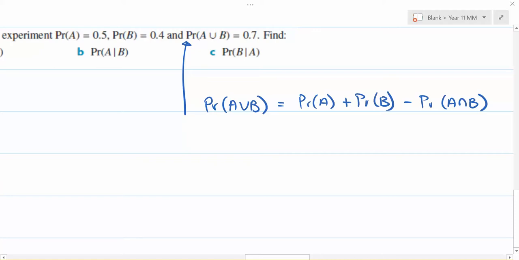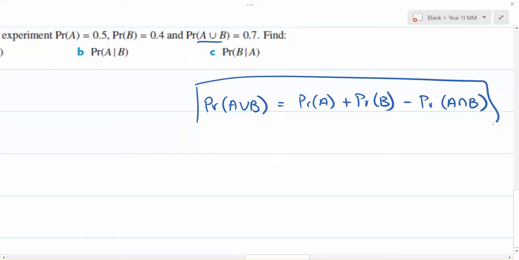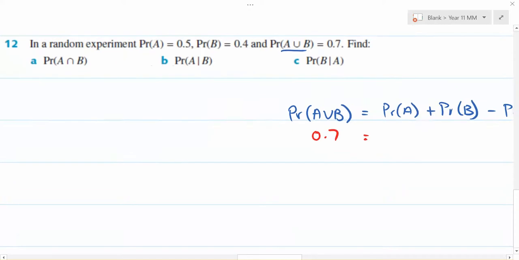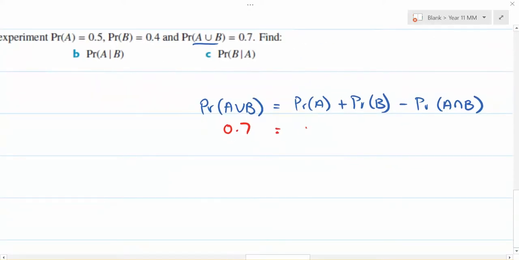This is called the addition rule. Most of the time, if you ever see A union B, it's likely you're going to use this formula. I promise you it'll be in the exam. Every year there's always one. So copy this formula down. So here we go. We've got this formula. They told us this is equal to 0.7. That's great. Do I know what probability of A is? Yes, I do. They tell me it's 0.5.